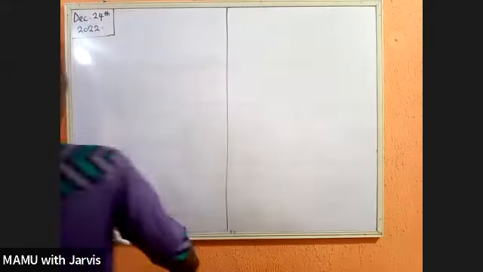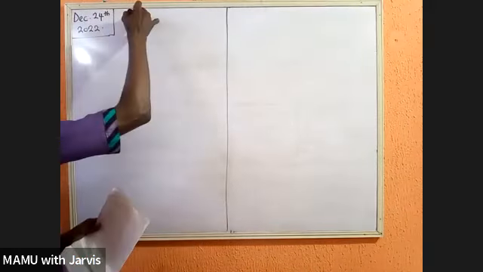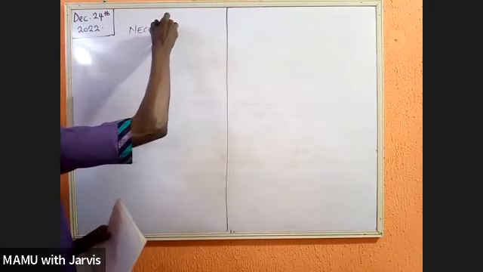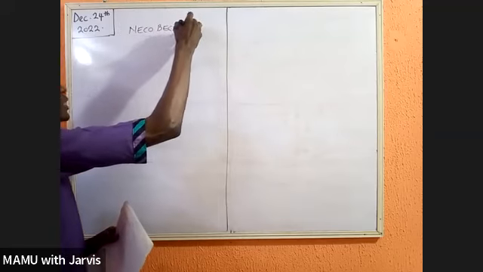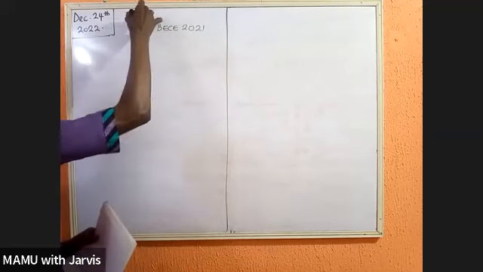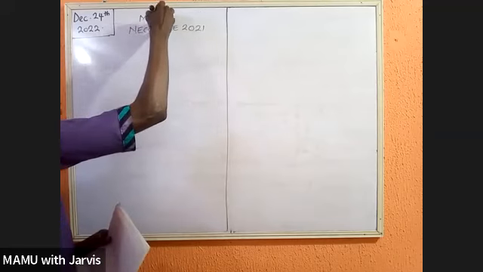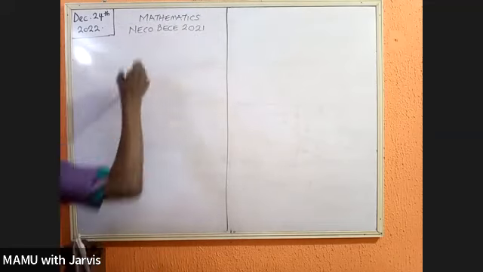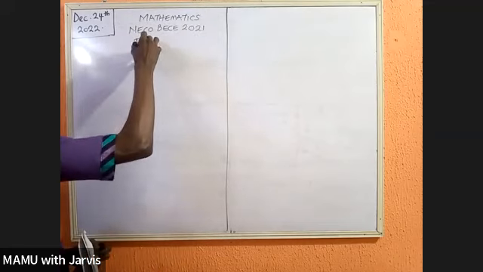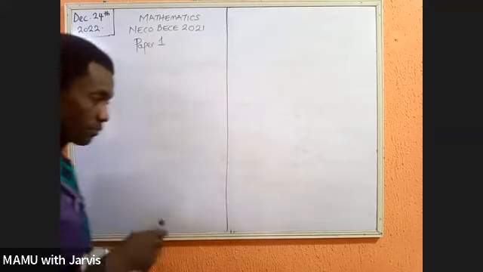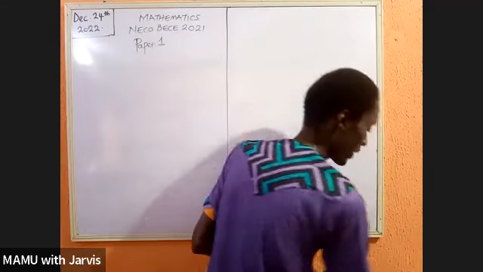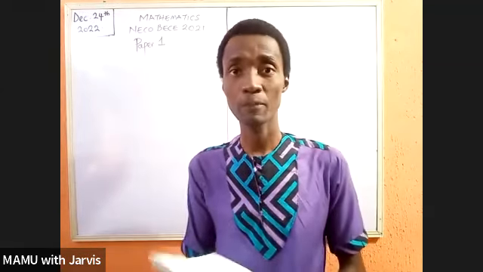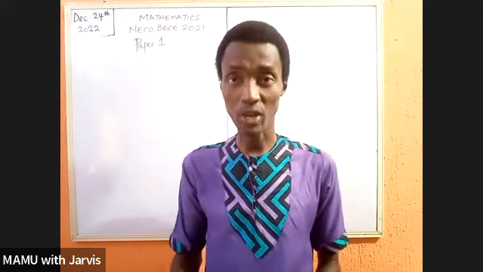So maybe I should write that on the board. It's mathematics, so it will be NECO BECE 2021 mathematics. And we'll be looking at paper one. I always tell students that for exams like this, the most important thing you must remember is your speed. You really need to be very fast so you can finish on time.